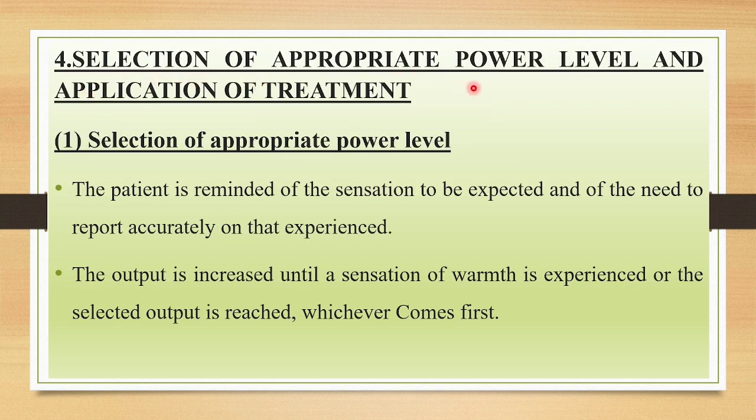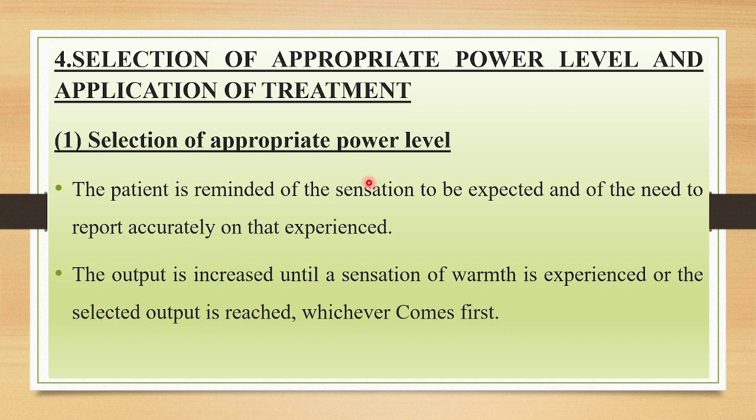The next step is selection of appropriate power level and application of treatment. The first step is selection of appropriate power level. The patient is reminded of the sensation to be expected and of the need to report accurately on that experience. The output is increased until a sensation of warmth is experienced or the selected output is reached, whichever comes first.